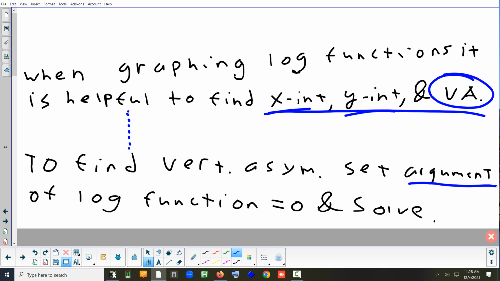Now, once you have the asymptote, that's good, but you're going to probably need 3 more points. And then once you have those 3 other points, you can make a good sketch.